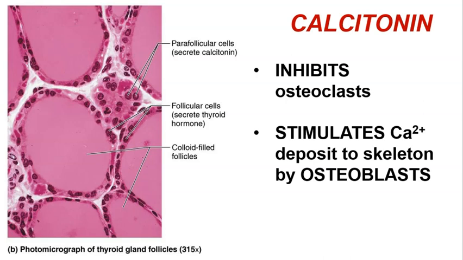The osteoclasts are slowed when calcitonin levels are high, which is going to slow the breakdown of bone tissue and slow the release of calcium from the skeleton into the bloodstream, since when this hormone is released, blood calcium is already elevated. It also stimulates the osteoblasts to build bone tissue. They will take calcium from the bloodstream and use it to build new skeletal tissue.